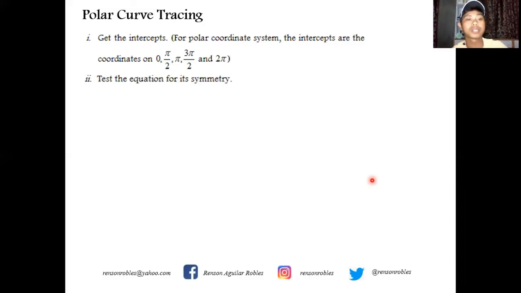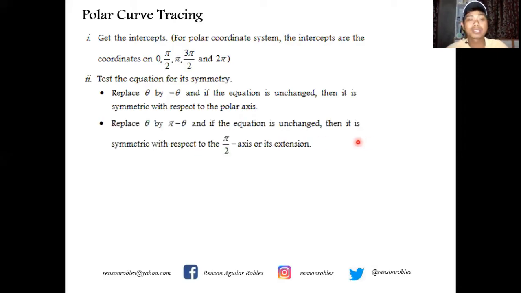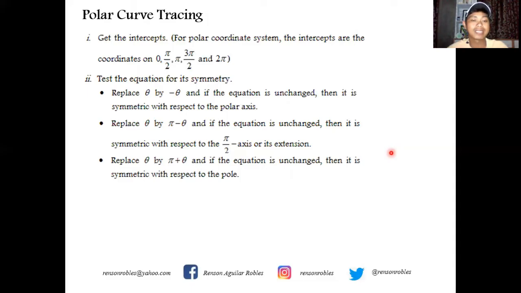And step number 2 is the test for symmetry. Test the equation for its symmetry. What you are going to do is replace theta by negative theta. And if the equation is unchanged, then it is symmetric with respect to the polar axis or the line OX. Replace theta by pi minus theta. And if the equation is unchanged after simplifying, then it is symmetric with respect to the pi over 2 axis and its extension. And finally, you replace theta by pi plus theta, and if the equation is unchanged, then it is symmetric with respect to the pole or the origin.